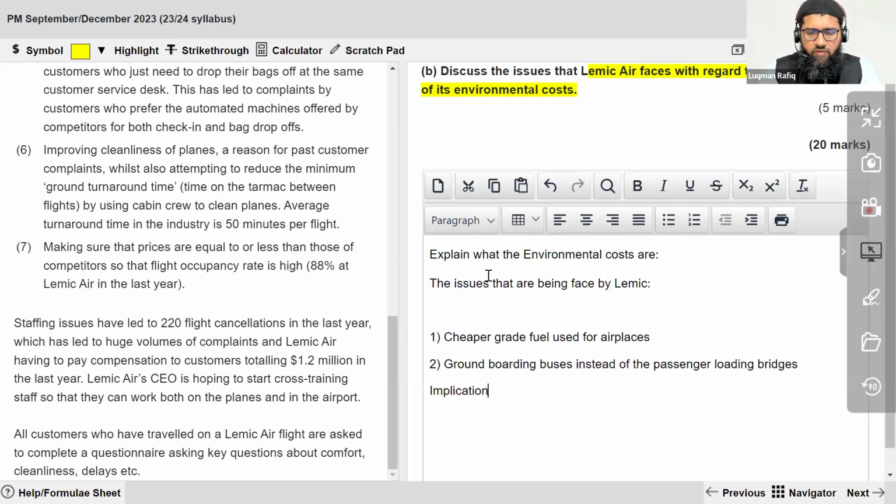The implications that could arise are fines, bans, reputational damage, things like that. Right? So this is how you are going to answer this specific question.